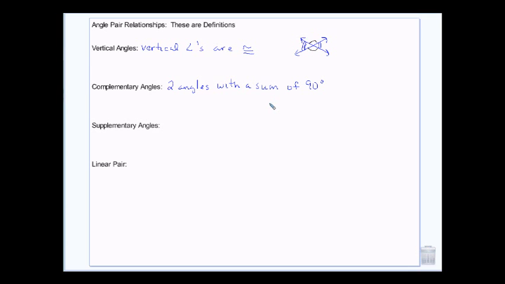And a good way to remember complementary is if somebody compliments you, they are right. And right is 90 degrees. So if you get a compliment, they're right, and that's 90 degrees, so complementary angles add up to 90. They don't have to touch each other, they just have to add up to 90.